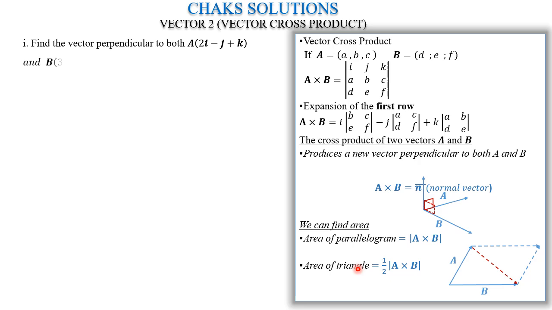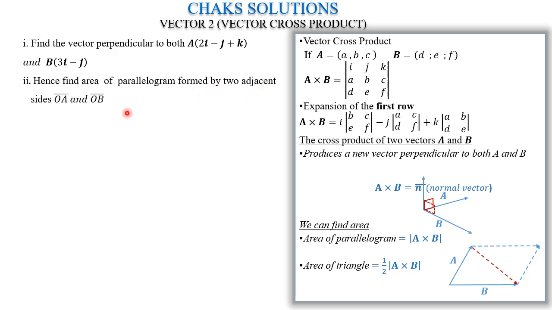So let's go to the example that we have. The example is saying find the vector perpendicular to both A and B. So we need the vector which is perpendicular to A and B. Then item 2, hence find the area of the parallelogram formed by two adjacent sides, OA and OB. Alright, so it's very simple. To find the vector perpendicular to A and B, we are going to perform the cross product here. So A times B is equal to the determinant of I, J, and K here.